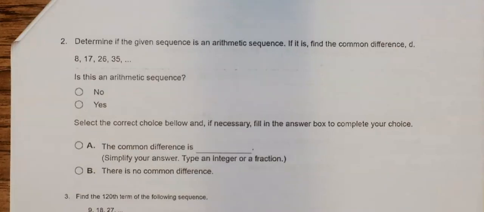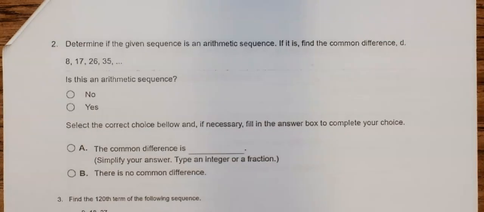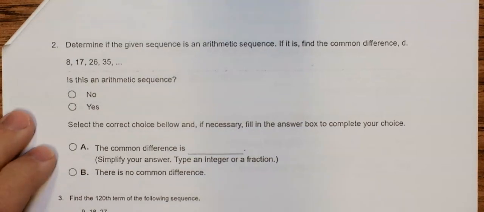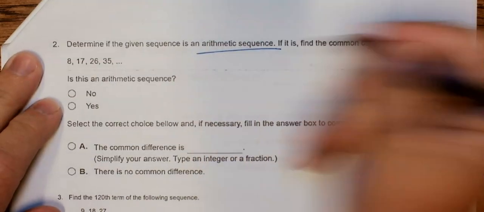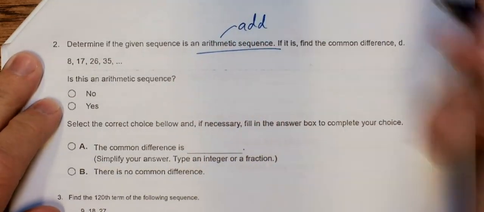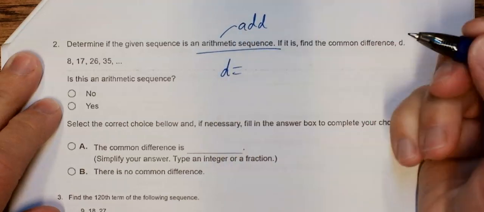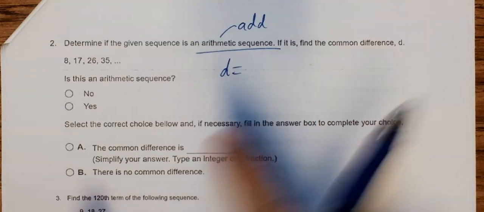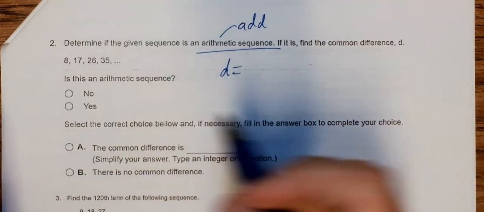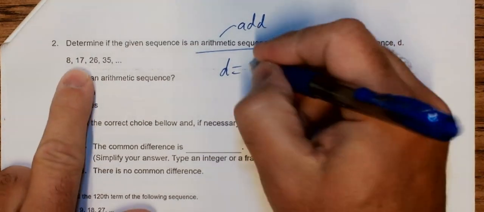Question 2. Okay, are we adding or are... Oh, it says it's arithmetic, so we know we're adding. Okay, all right. So what's the common difference between the terms? Oh, no, it doesn't say it. It doesn't say they are. It's asking me if they are. Okay, so let's see if they are here.